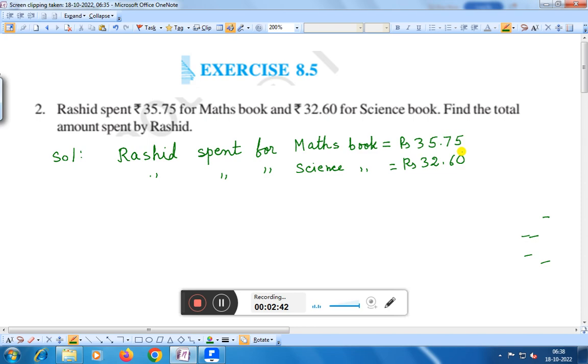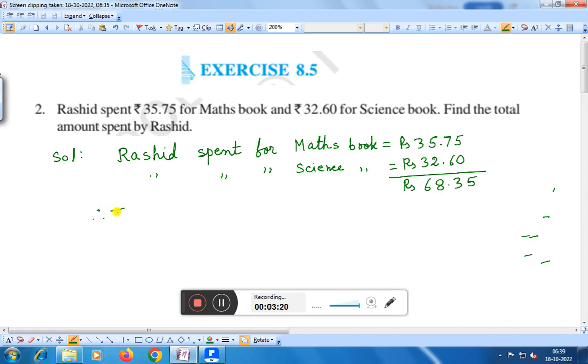That means to find the total amount spent by Rashid, you have to add the numbers. If you add both the numbers, what we are getting, you see, that is 5. It is 5. 7 plus 6 is 13. Carry 1. 5 and 6, 7, 8. It is 8. 3 plus 3, 6. 68.35. Right? Find the total amount spent by Rashid.